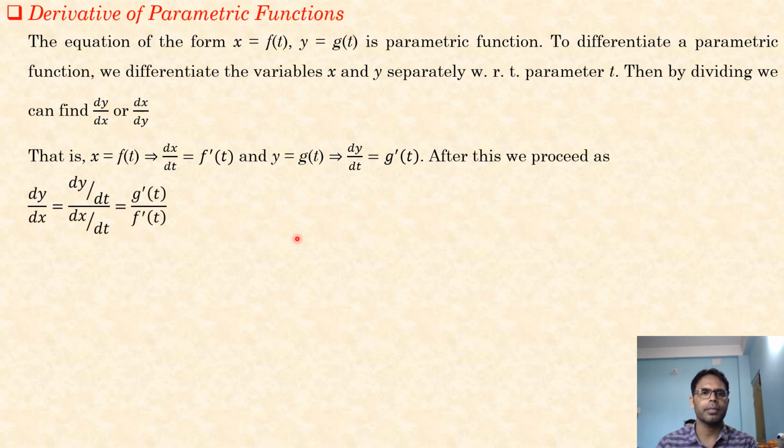You see, so dy/dx will be equal to, this term can be written as dy/dt divided by dx/dt. So dy/dt divided by dx/dt. That means you can think like this, dt and this dt will be cancelled out. Then it will be dy/dx, that is this one. But dy/dt is equal to this one g'(t), so writing here, and dx/dt is equal to f'(t), writing here. And this is the procedure for finding the differentiation of a parametric function.